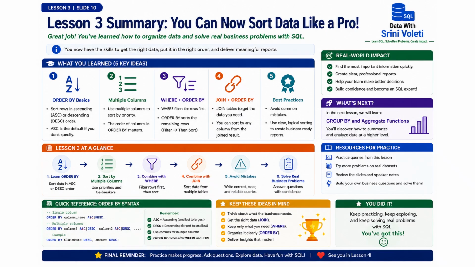The final thing, as with any new skill, confidence comes through practice. The more SQL queries you write, the more natural these concepts will become. Don't be afraid to experiment, make mistakes, and learn from them. Every experienced SQL developer started exactly where you are today. Remember, SQL is not about writing queries, it is about transforming raw data into information and information into better decisions.